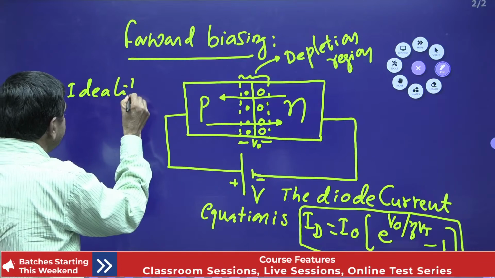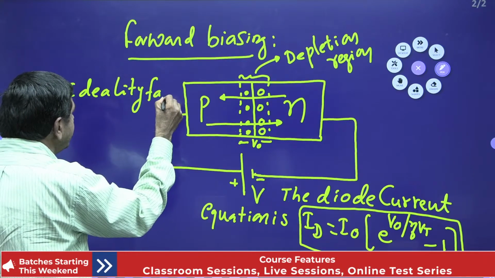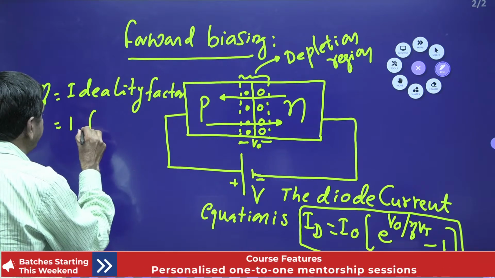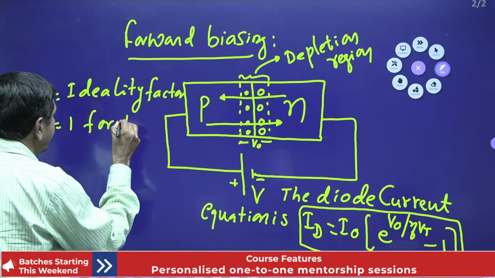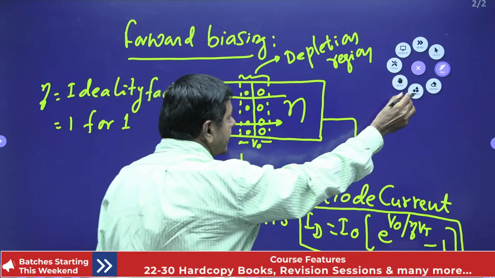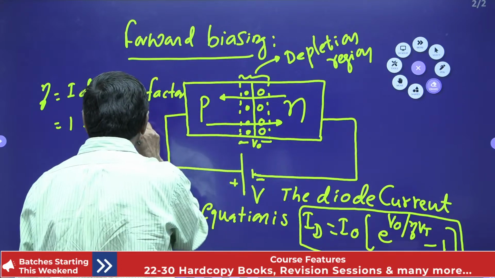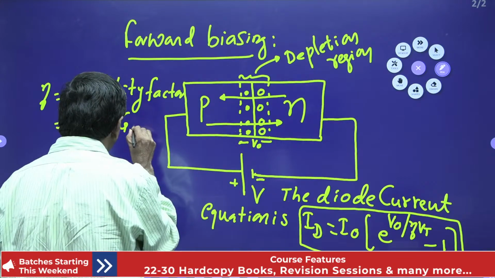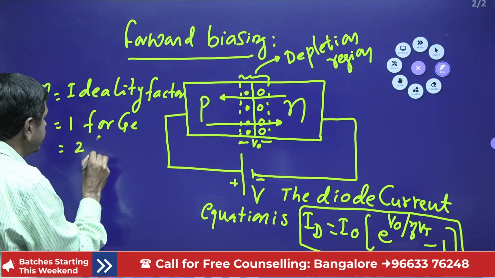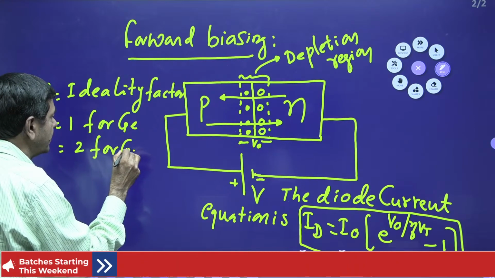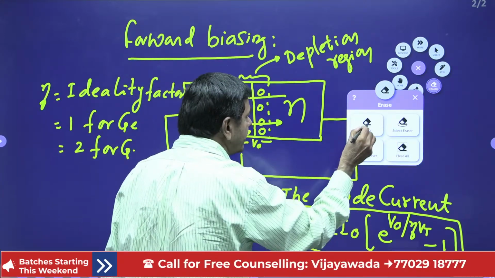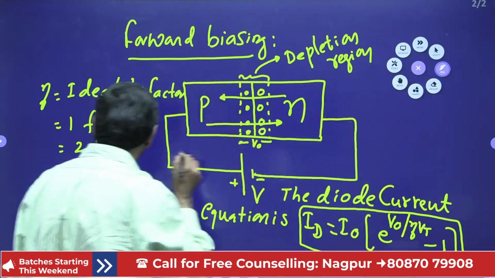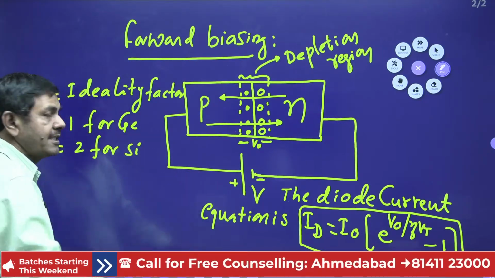Ideality factor. Its value is fixed: eta equals 1 for germanium and 2 for silicon. Sometimes the problem gives this value, sometimes it does not. If not given, you can take these values: 1 for germanium, 2 for silicon.